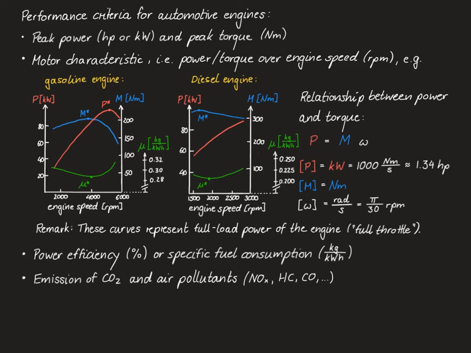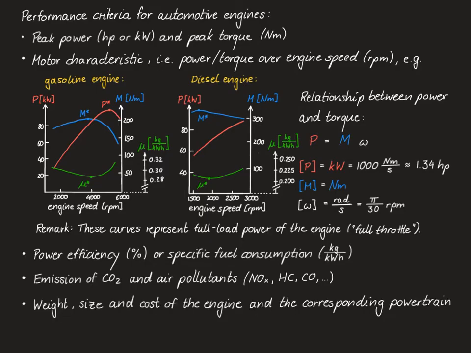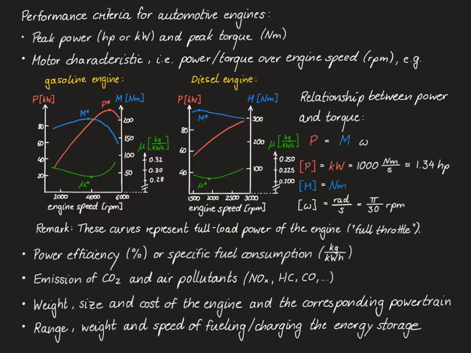Apart from power efficiency, another important performance criterion for automotive engines is the emission of carbon dioxide and also air pollutants such as nitric oxide and nitrogen dioxide, commonly referred to as NOx, hydrocarbon and carbon oxide, and so on. Then of course the weight, the size and the cost of the engine itself and the corresponding powertrain. And finally, also the range, weight and speed of fueling or charging the energy storage of the vehicle.